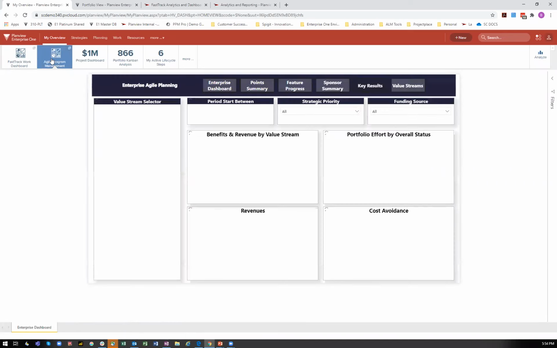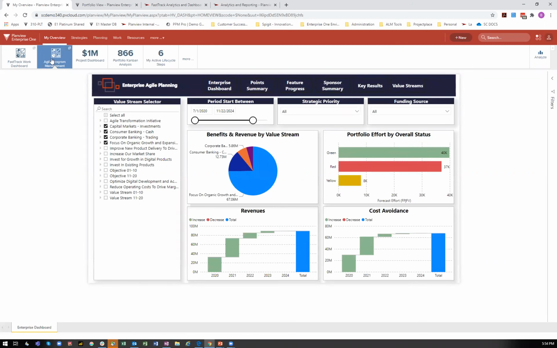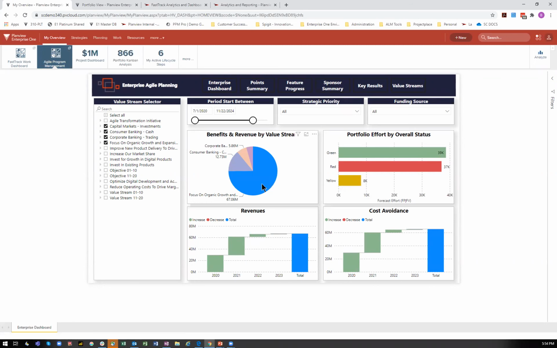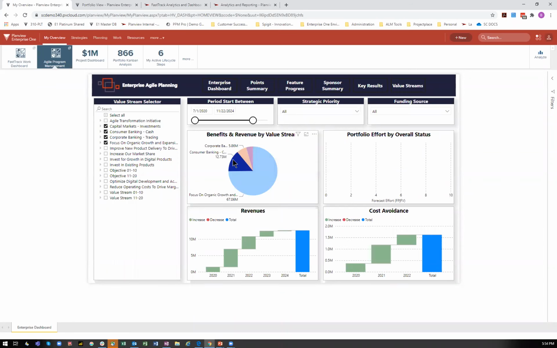If you're in the agile side of the house and you're undergoing an agile transformation, you might use the fast track agile program management dashboard tile that you see here. It still shows me my traditional bodies of work, which for this organization represents roughly 75% of their overall portfolio. It's measured on red, yellow, green and effort, versus these other smaller slices, which are value streams or products in our organization.